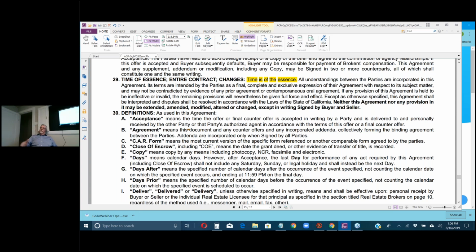If escrow is going to close in 30 days and we signed the purchase agreement today, is today day one or is tomorrow day one? I guess today is day one. And the answer is tomorrow is day one. That is G, days after, means the number of calendar days after occurrence of the specified event, not counting the calendar date upon which the specified event occurs. This is why I prefer a close of escrow date, not 30 days. Because I've noticed that usually my counting is different from the other agent's counting. And then we're like, what day is it?